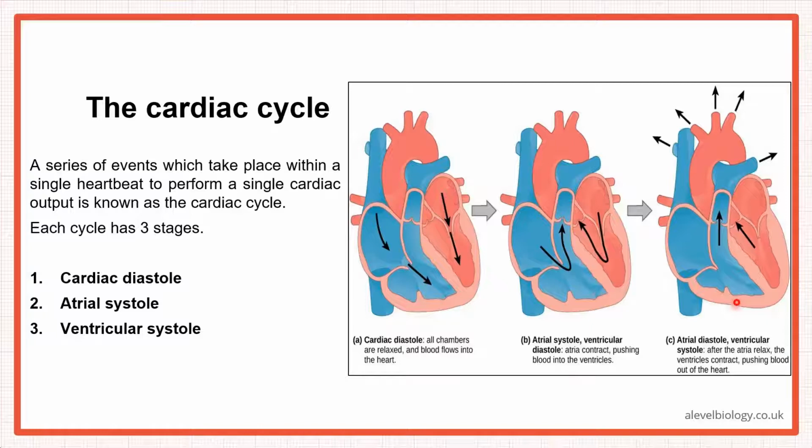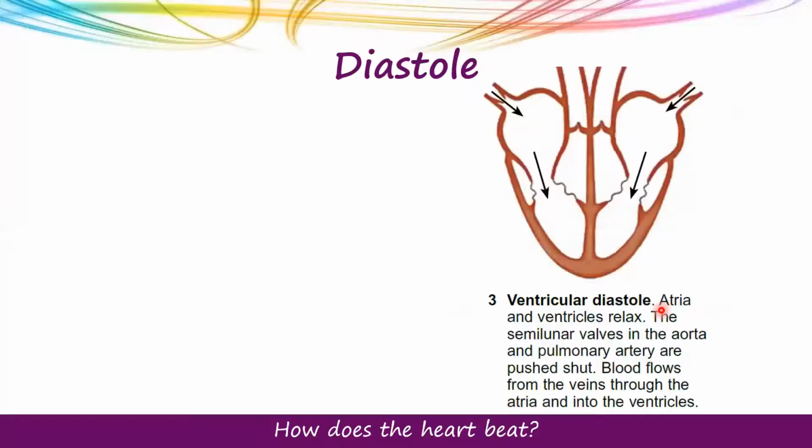Then you can look here, it's the ventricular systole. The ventricles are contracting, but at the same time you can see the atria are relaxed. So it's atrial diastole and ventricular systole. After the atria relax, the ventricles now contract, pushing blood out of the heart, right? So this is the whole cardiac cycle, the events which take place during one heartbeat.